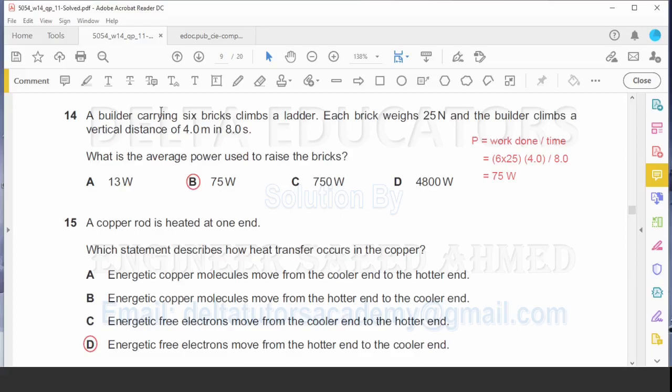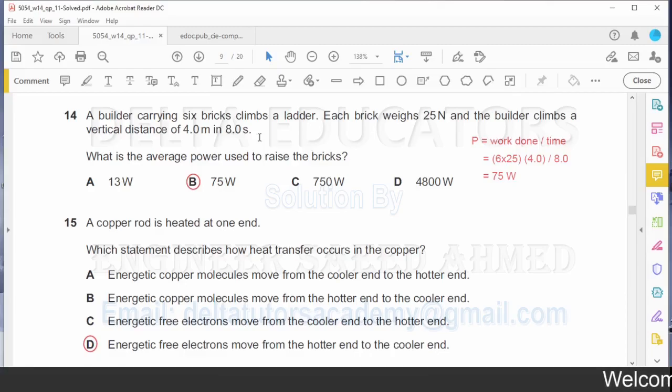Now here the builder is carrying the bricks to a height of 4 meters. It means here work is done against the gravitational field. So work done will be equal to change in gravitational potential energy, and gravitational potential energy is given as mgh. So we can say work done is equal to mgh. Now in mgh, m is for mass, g is for gravitational field strength, and the product of mass and gravitational field strength is called weight.